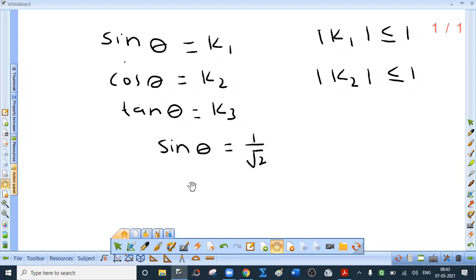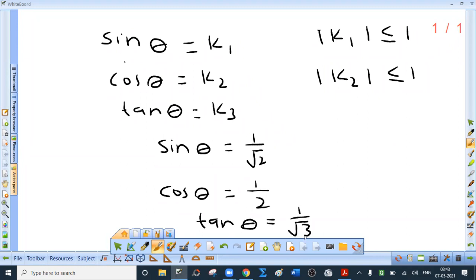Similarly, if I say that cos theta is nothing but half, can you tell me what is theta? Yes, theta is nothing but pi by 3. If I say tan theta equal to 1 upon root 3, can you tell me the solution of this? Can you tell me the theta which will satisfy this equation? Yes, you guessed it right. It is pi by 6, that is 30 degree.